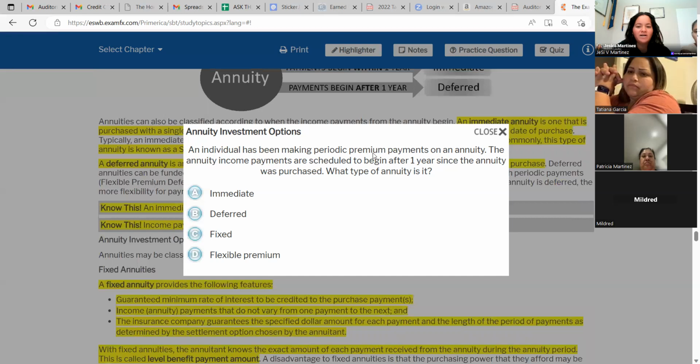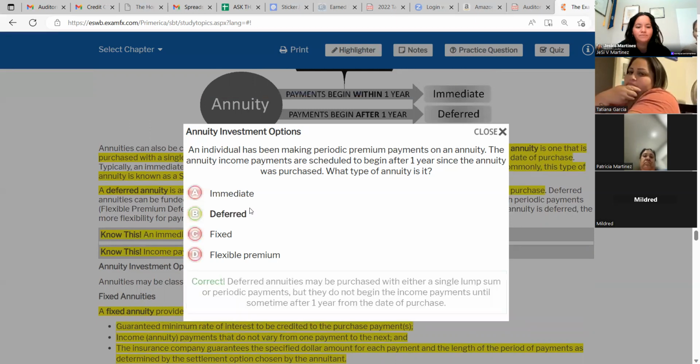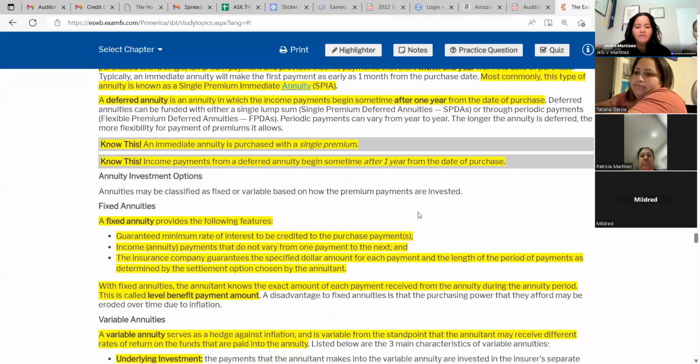It's saying you have periodic premium payments on an annuity and you're scheduled to begin after 1 year since the annuity was purchased. So if you see, I moved to the graph back here. If your payments begin within 1 year, it's an immediate. If it begins after 1 year, it's a deferred. Gotcha. That's why I love these ones, because you can play around with the graph.